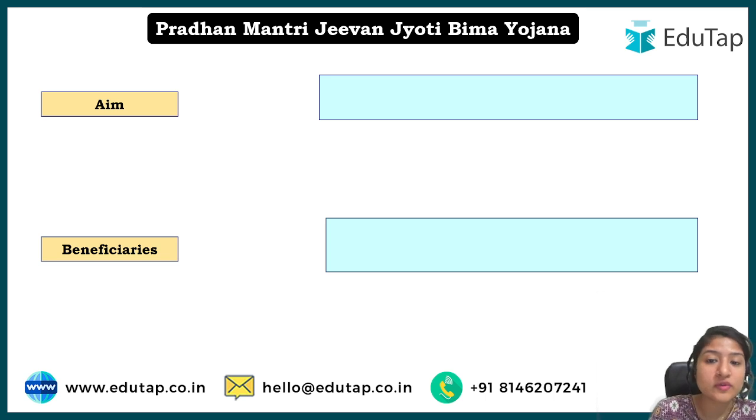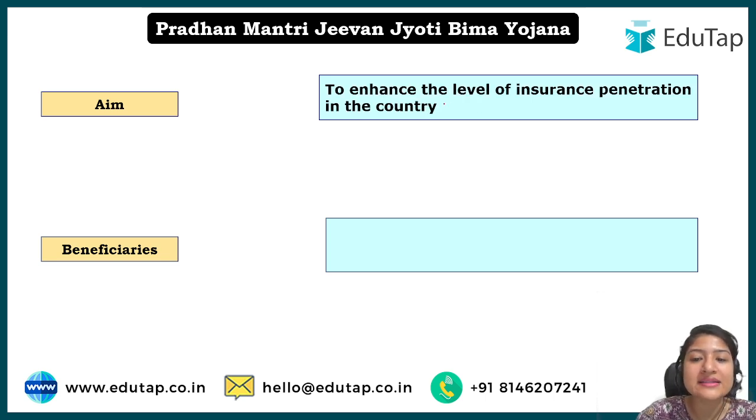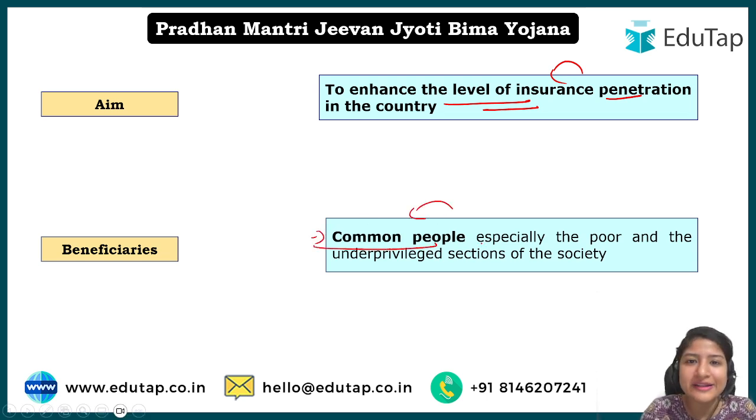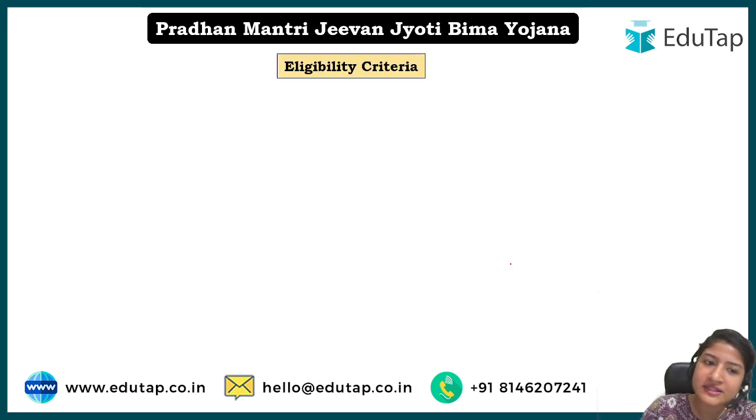The aim, what was the aim to launch this scheme? To enhance the level of insurance penetration in India, which is quite low currently, and the beneficiary could be anyone. It can be common people, even if you are rich you can be part of it, but usually rich people have their own insurance going on and have not invested in it. But common people, and especially the poor and underprivileged sections, can also participate under this particular program.